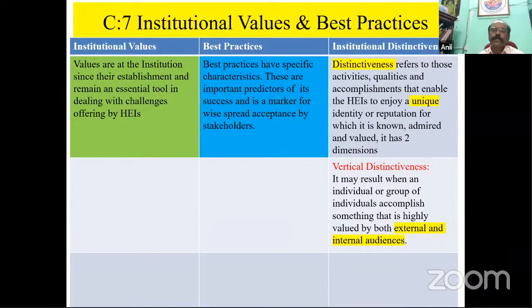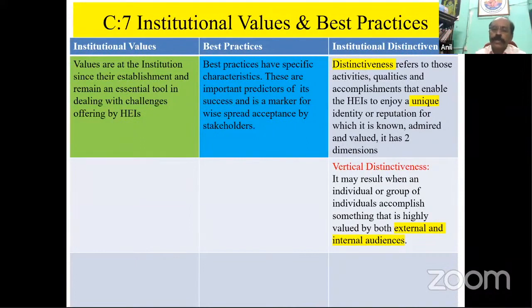Again, many institutions are failing to document this. So distinctness refers to activities, qualities, and accomplishments that enable your institution to enjoy a unique identity. This is very important. Your institution should enjoy a unique identity or reputation for which it is known, admired, and valued. I give stress on this. This distinctness can be unique for your institution only, and it has a reputation that your institution is known for this. Like this, there must be a societal connection.